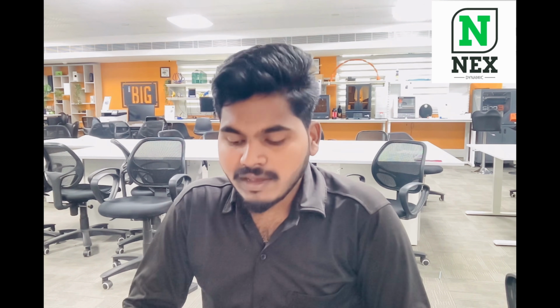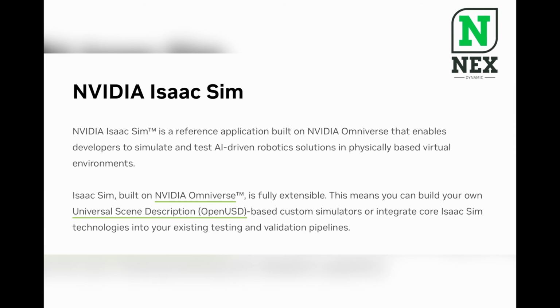Today we are gonna see about an autonomous mobile robot doing autonomous navigation using Isaac Sim. You all will know about Isaac Sim. What is meant by Isaac Sim? Isaac Sim is an application built on NVIDIA Omniverse that enables developers to simulate and test AI-driven robotics solutions in physically based virtual environments. Okay, let's dive into the topic.